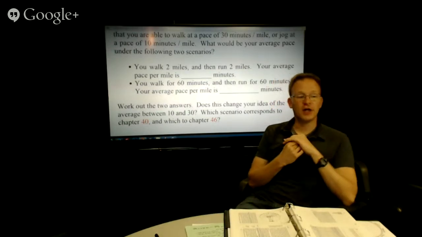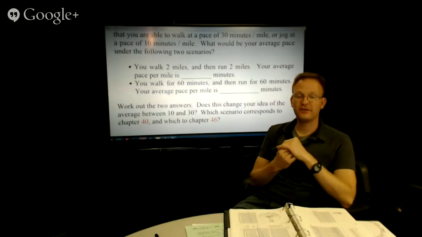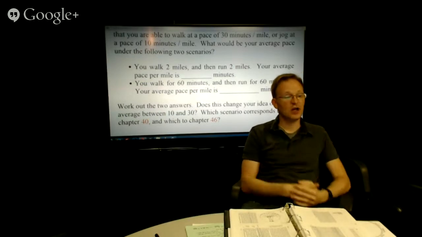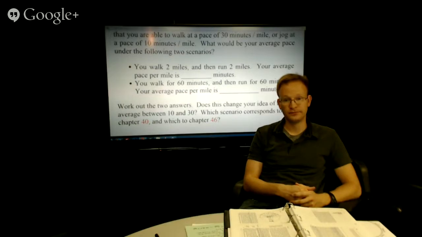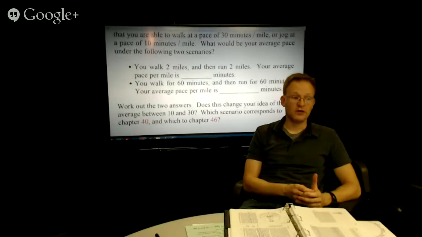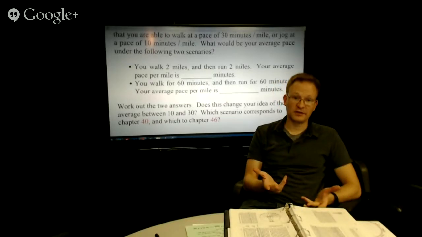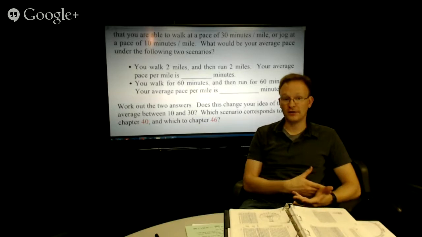So to figure that out, a pace is an amount of time per distance. We know the total distance is 4 miles. We walked 2 of them, we ran 2 of them. How long did it take to walk 2 miles? Took you an hour? Right, it took an hour. And then how long did it take to run 2 miles? 20 minutes. Right. So overall it took us 80 minutes to go 4 miles.